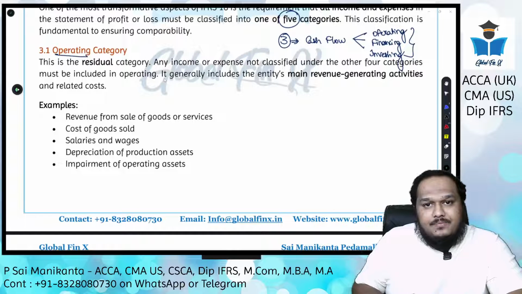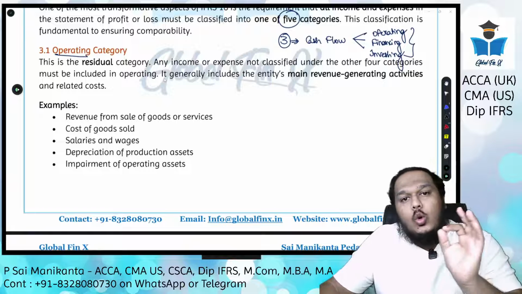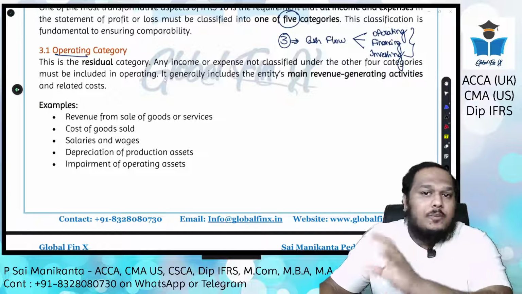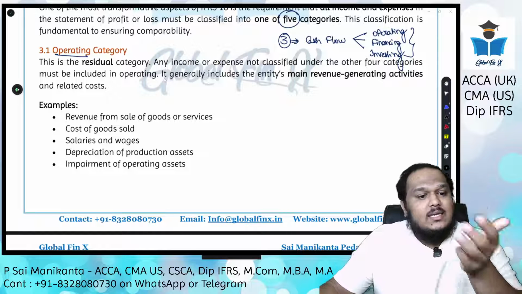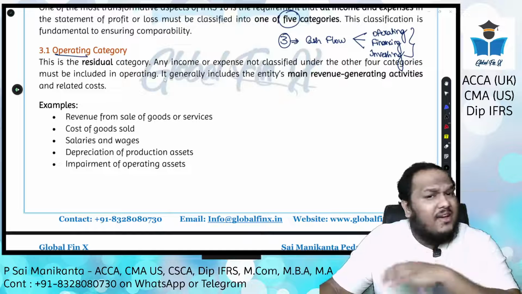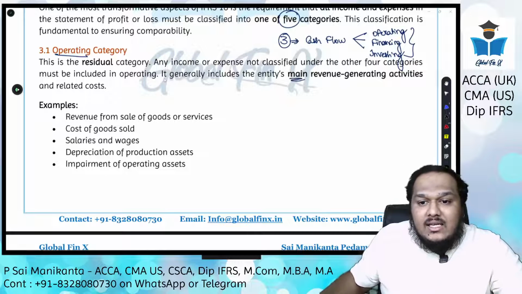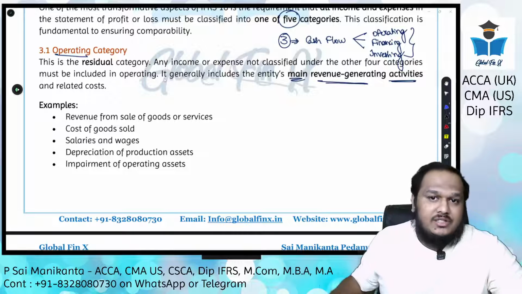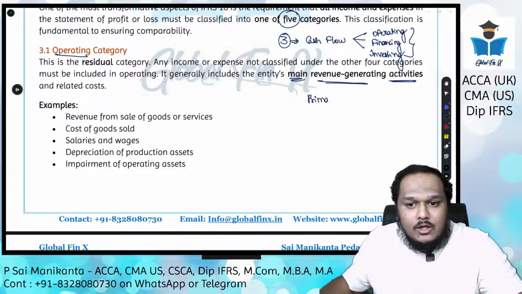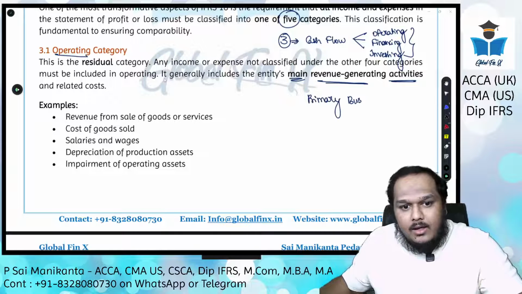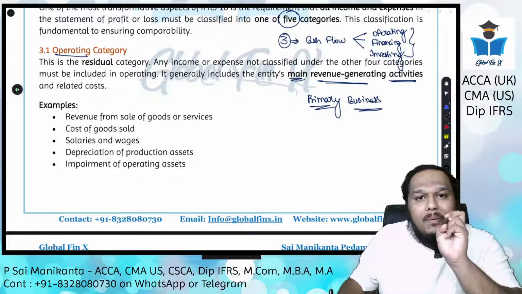Operating category. Sir, means what? Items that are related to your core operations or your major operations of the business, like for example sales, expenses, salaries, electricity, telephone, everything else. So every expense or income related to your main revenue generating activities, whatever is your primary business, I can call it in short as your primary business. Okay, so everything related to your primary business should be covered under the operating category.